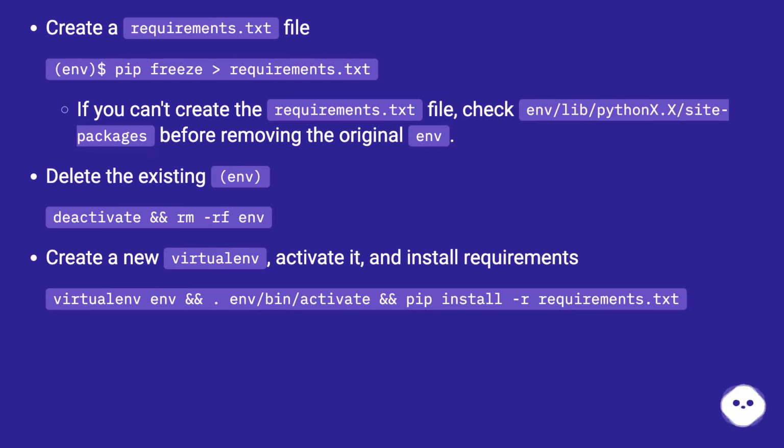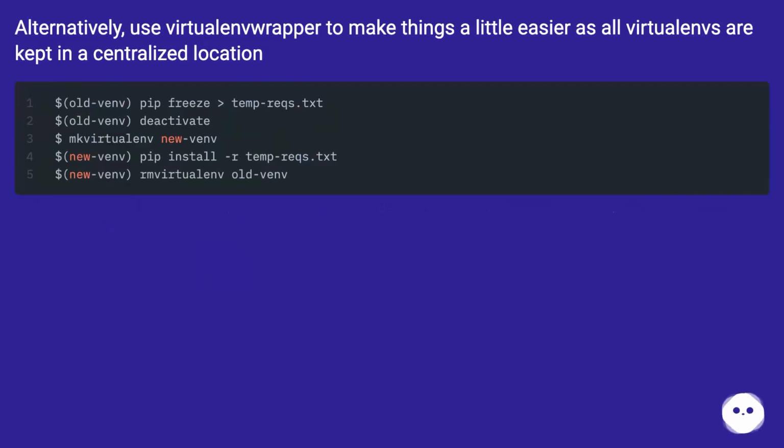env/lib/python3.x/site-packages before removing the original env. Delete the existing env: deactivate, then rm -rf env. Create a new Virtualenv, activate it, and install requirements: virtualenv env and .env/bin/activate and pip install -r requirements.txt. Alternatively, use virtualenvwrapper to make things a little easier, as all Virtualenvs are kept in a centralized location.